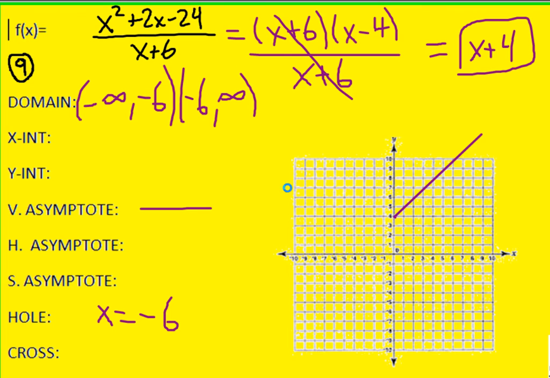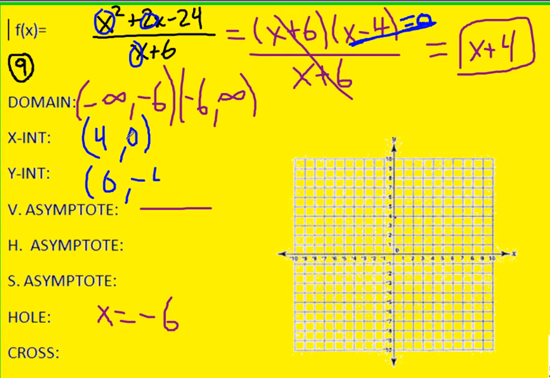Let's see if we can get to it using the means that we know already in solving these equations and graphing these rationals. X-intercept is when the numerator equals 0. Be careful. Don't use x equaling negative 6 because that doesn't exist anymore. Only when x equals positive 4 do we have an x-intercept. Y-intercept, plugging in 0, I get negative 24 over positive 6, so that equals negative 4.